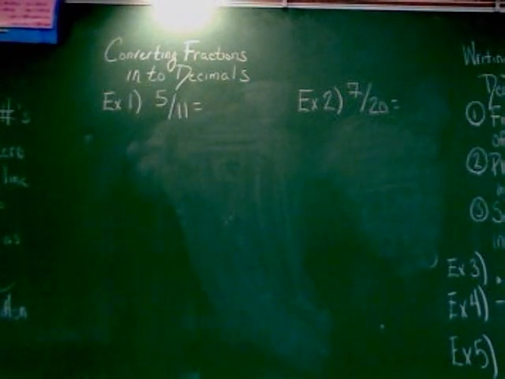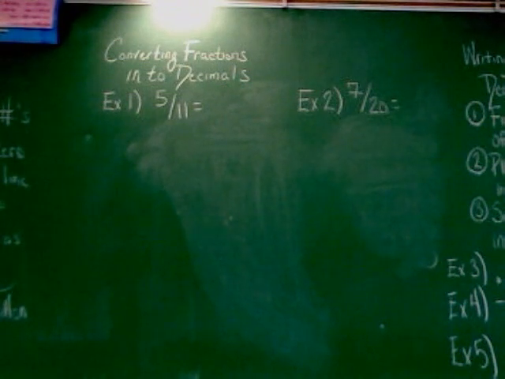All right, so we got 3 things we got to do today. We have to convert fractions into decimals. We have to write terminating decimals as fractions. Those are 2 things we've done. And we have to write repeating decimals as fractions. That's something new. That's the one thing you haven't done. All right, so let's start with example 1.